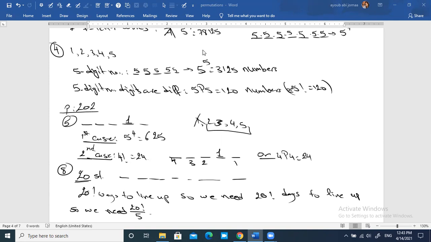20 factorial is 2.43232902008 times 10 to the power 18. That is the number of days you need.